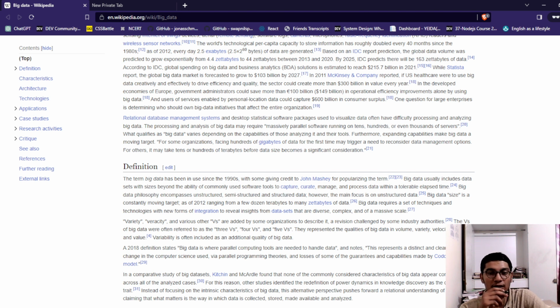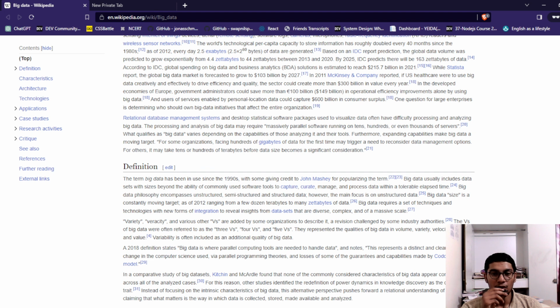Big data usually includes data sets with sizes beyond the ability of commonly used software tools to capture, curate, manage, or process data within a tolerable elapsed time. Big data philosophy encompasses unstructured, semi-structured, and structured data. However, the main focus is on unstructured data. Big data size is a constantly moving target, as of 2020 ranging from a few dozen terabytes to many zettabytes of data.